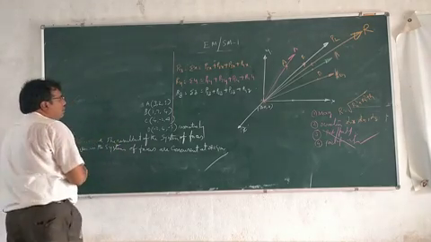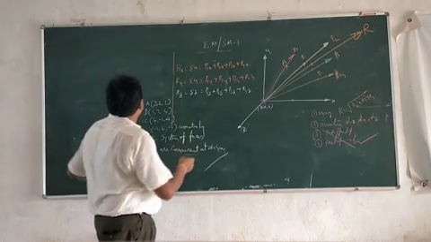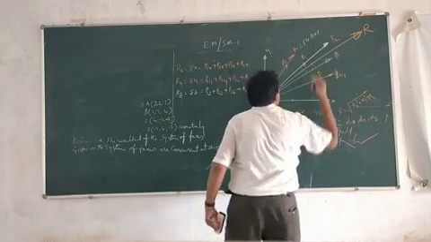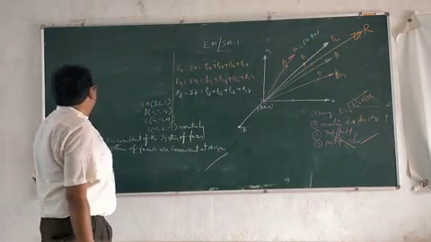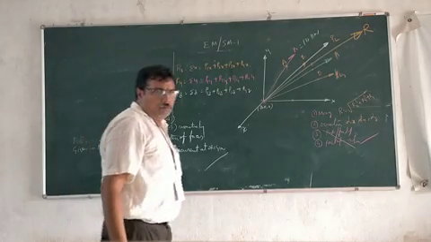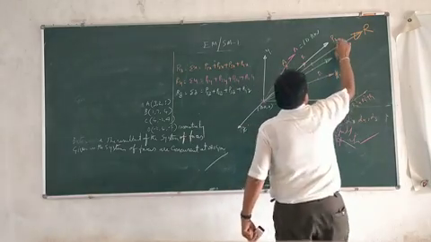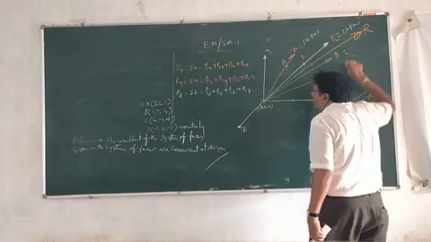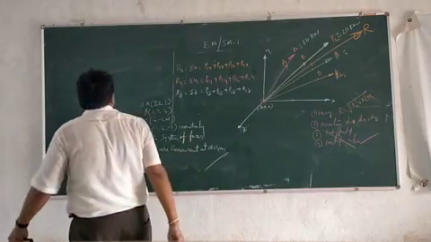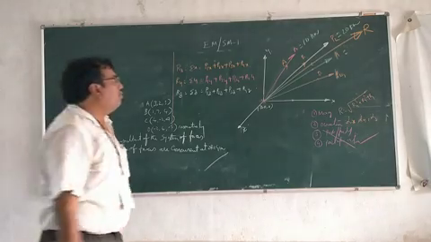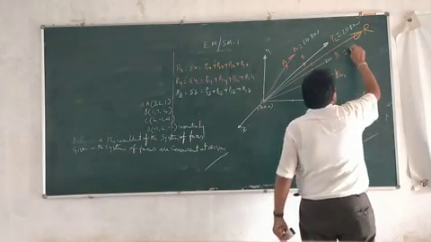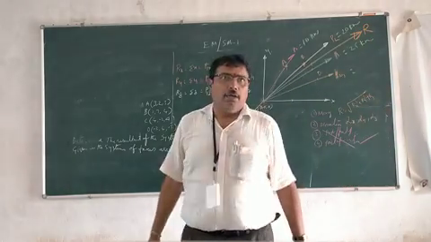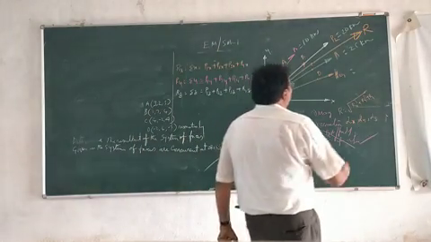Given the forces: P1 is 10 kilonewton, P2 is 20 kilonewton, correct? 20 kilonewton. P3 is 25 kilonewton. P4 is 40 kilonewton.